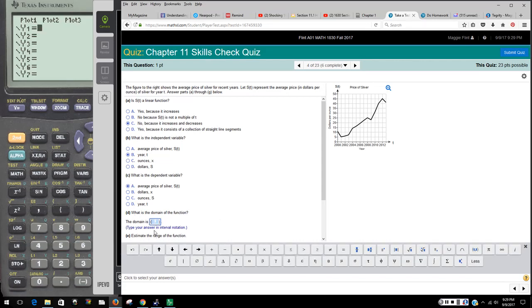The ordered pair notation is going to be 2000 to 2013. Oops, not 3013. That would be bad.